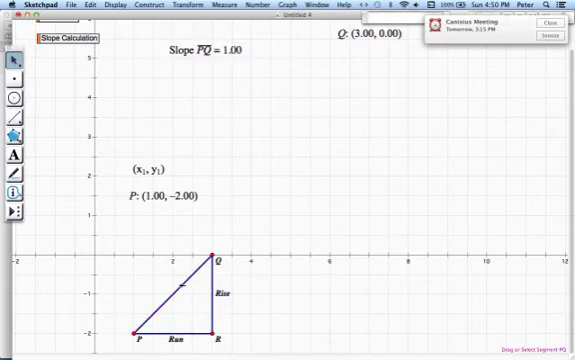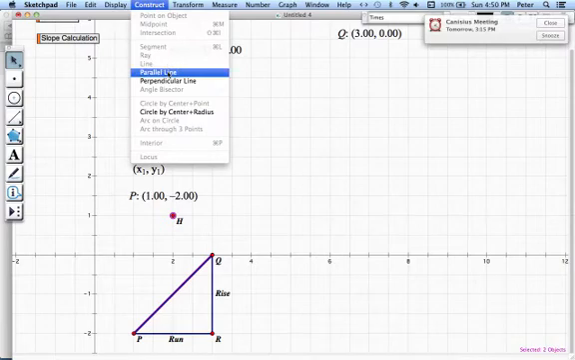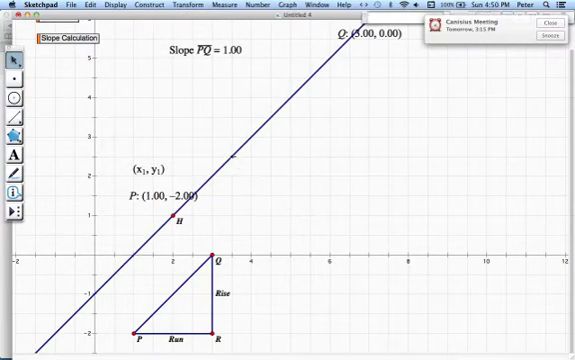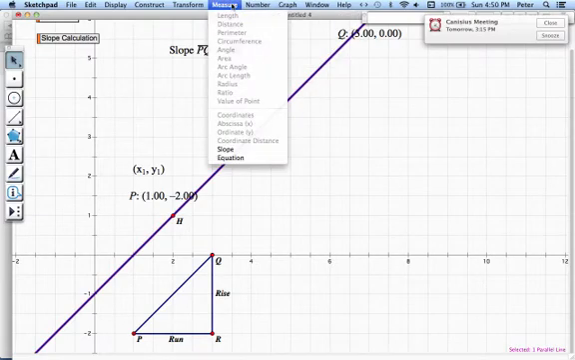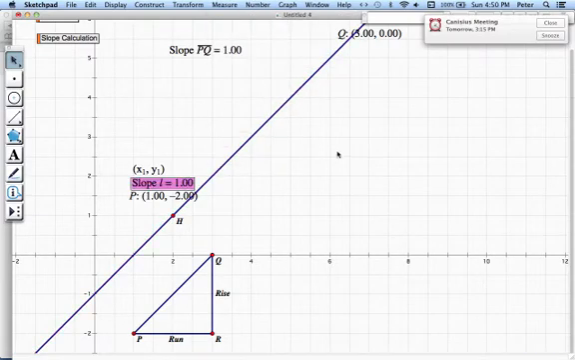Let's just connect PQ and choose another point somewhere on the coordinate plane. Let's put it right there, call it H. Now, if I construct a parallel line through H, you can see that its slope is going to be the same.